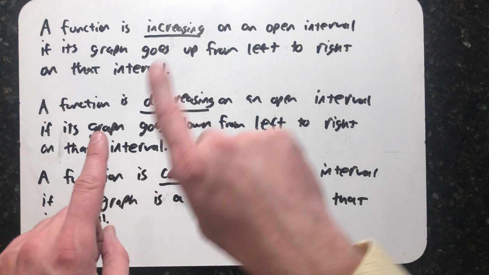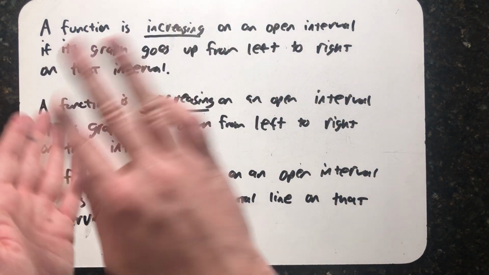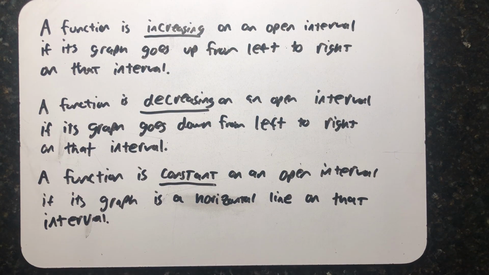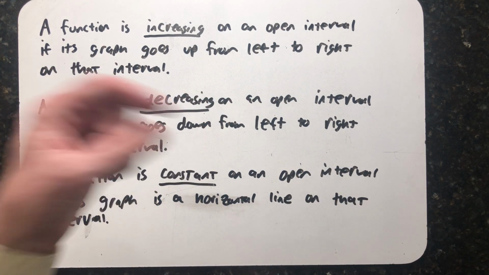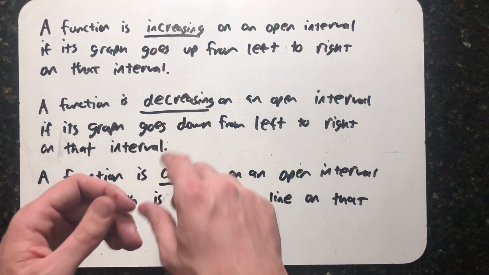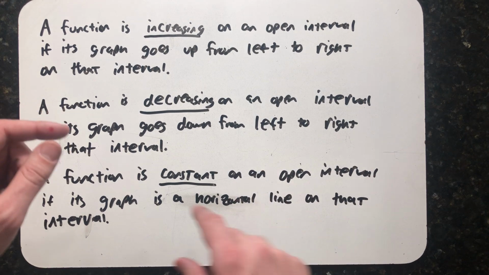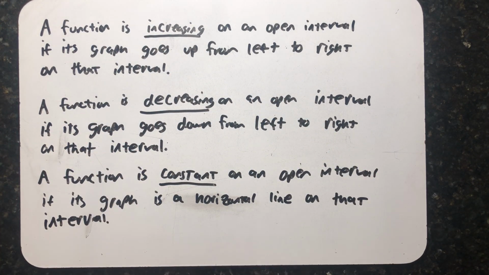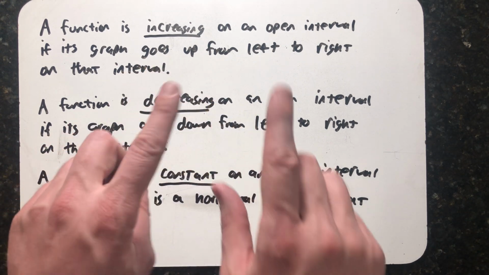If its graph is simply going up from left to right, that means as the x's increase, so are the y's. That function is increasing. A function is decreasing on an open interval if its graph goes down from left to right on that interval. Again, from left to right says I'm going that way in the domain, from the small x's to the large x's. If the function's decreasing, that means the y values are getting smaller, which means its graph would go down from left to right. And then finally, a function is constant on an open interval if its graph is a horizontal line on that interval. Constant, no change. All the y values will be the same.